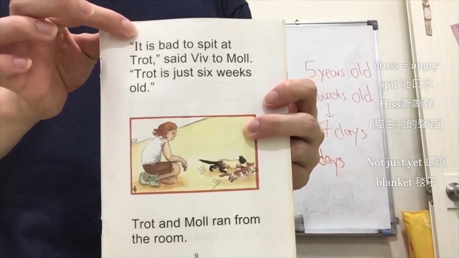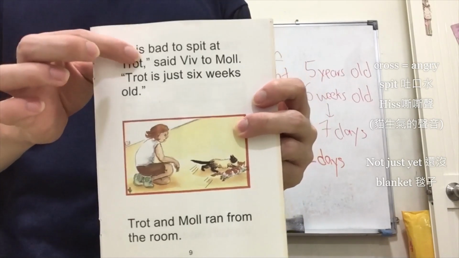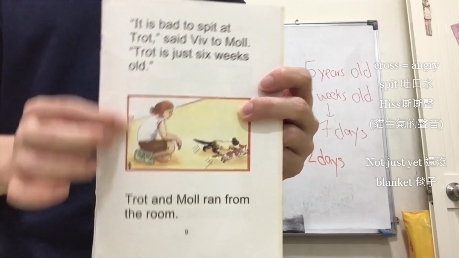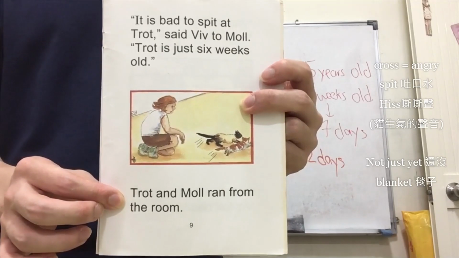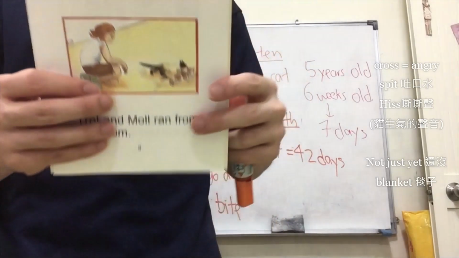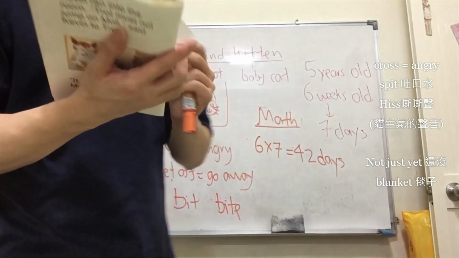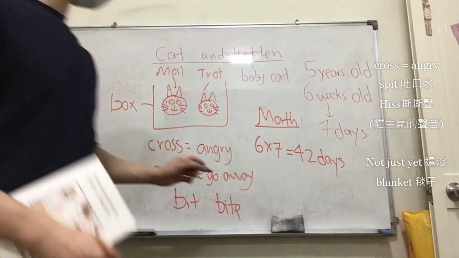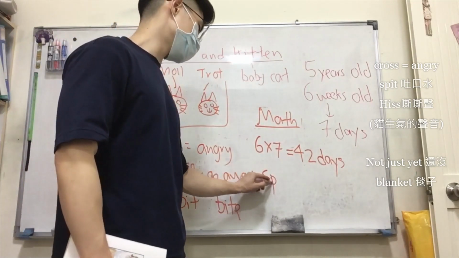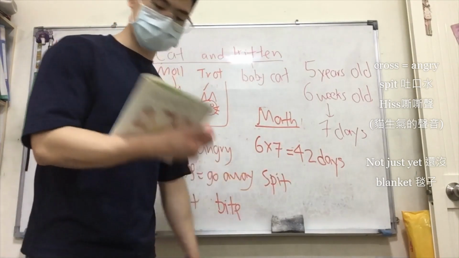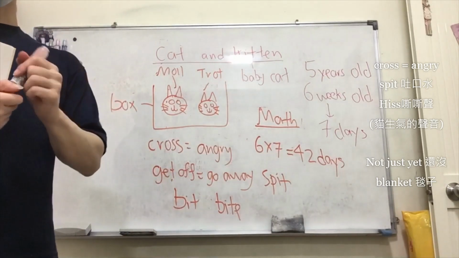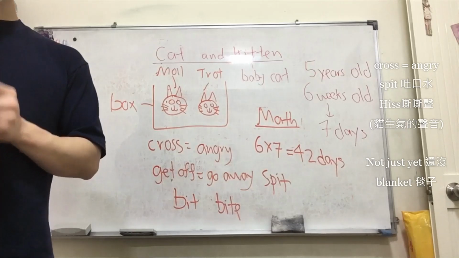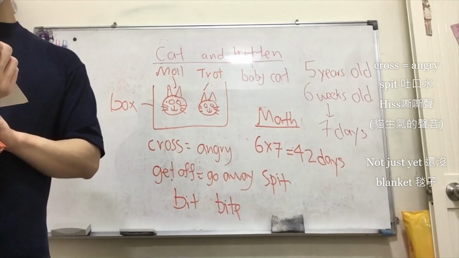So it is bad to spit at Trot, said Viv to Moll. Trot is just 6 weeks old. Trot and Moll ran from the room. Okay? Alright, so we have another word here. S-P-I-T, spit. So can you tell me what is the meaning of the word spit? Okay, what is the meaning of the word spit?